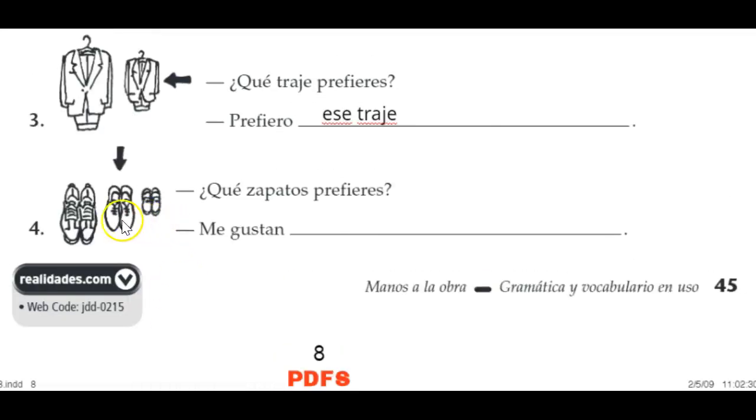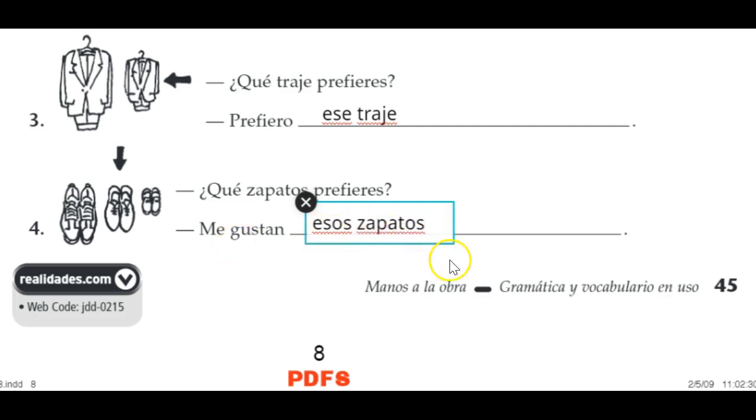Okay, last one, número 4. ¿Qué zapatos prefieres? What shoes do you prefer? Me gustan. And again, you're going to use the same kind of thing, right? It's those, but not those over there. All right, those would be too far. We want those ones over there. Me gustan esos zapatos. Those shoes, not those shoes over there, but those shoes.